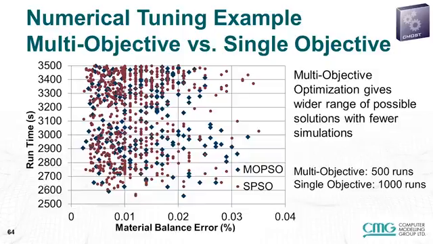With the single objective function approach, we ran 1,000 simulations, and we can see the best runs are located along this yellow curve right here. If we compare that to the multiple objective function optimization, we only had to run 500 cases, which is quite a lot less, and we see that we get a wider range of alternative solutions. This allows us to select how much weight we want to place on runtime or material balance error. So we may want to focus on a case with a fast time but a slightly lower material balance error.